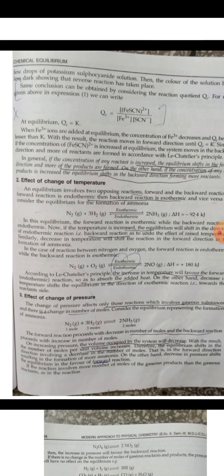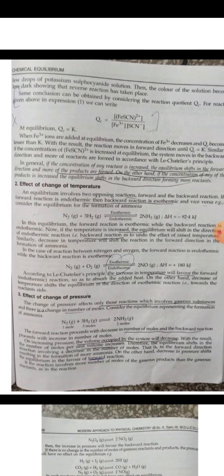energy is absorbed. So first we consider the example of formation of ammonia, which is called Haber's process, in which nitrogen and hydrogen react to give ammonia, that is NH3. During this process energy is released, which means the forward reaction is exothermic. So we can also say that the backward reaction must be endothermic. Let us discuss the effect of change of temperature on the equilibrium.